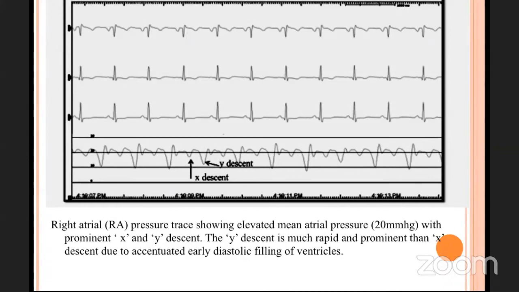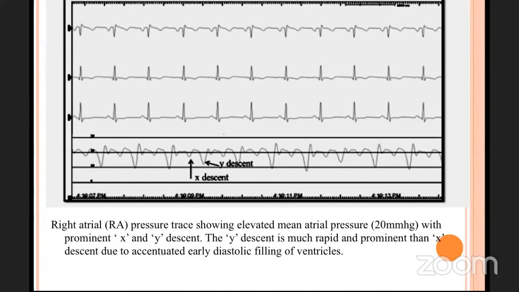In contrast, in restrictive cardiomyopathy, the Y descent is sharp, but the X descent more often than not is blunted. Part of the reason why the X descent is blunted in restrictive cardiomyopathy is that there is not only ventricular myopathy involving the ventricular muscle, there is also atrial myopathy involving the atrial muscle that fails to relax during atrial diastole.